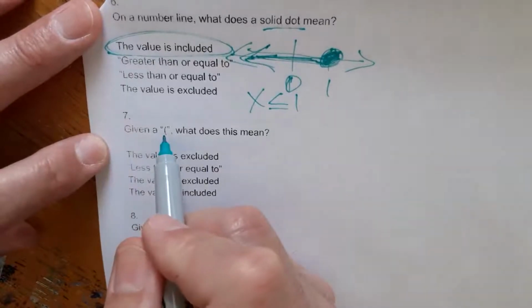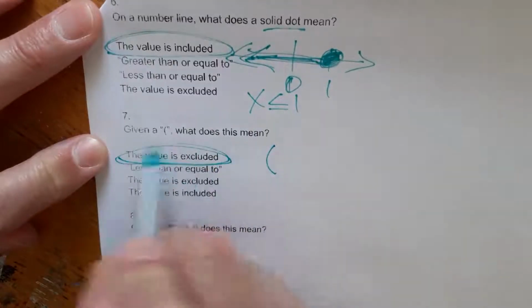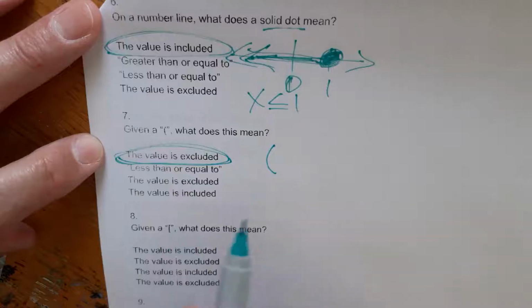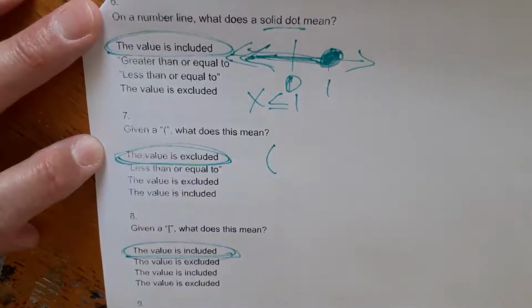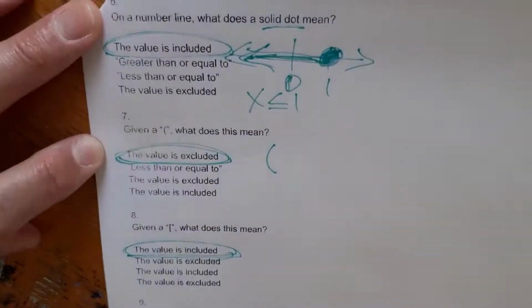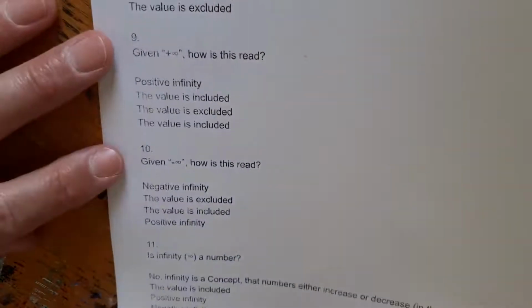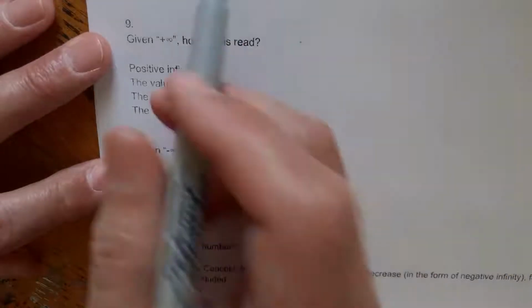Given a parentheses in set notation, what does it mean? A parentheses means the number or value is excluded, just like an open dot. A bracket means the value is included, just like a solid dot. So we'll show set notation, and you're on lesson number, what lesson is this? This is lesson number 7. We've been going over this for 7 lessons. If you've been doing those in order, I'm hoping this is not new for you, but review, and therefore we're going a little bit quicker.